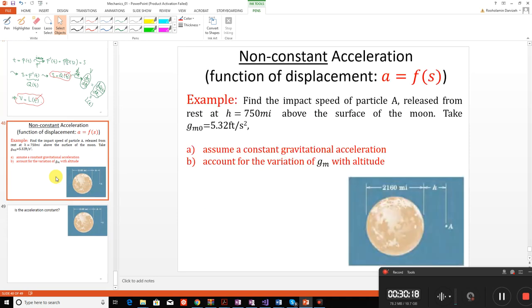But to make everything clear, we go through one example. In this example, your acceleration is not constant, it's a function of displacement. In part A, it is easy because it says assume a constant gravitational acceleration. But part B, you have a variable acceleration. For part A, first I need to put my coordinate system and make clear my sign conventions.